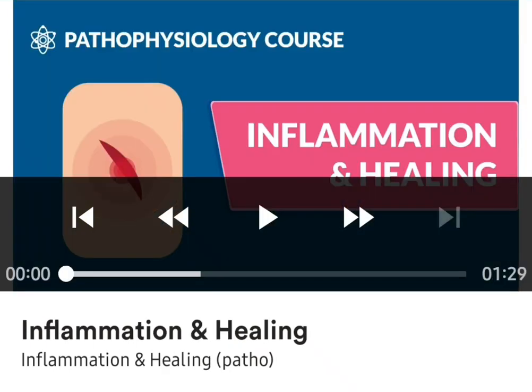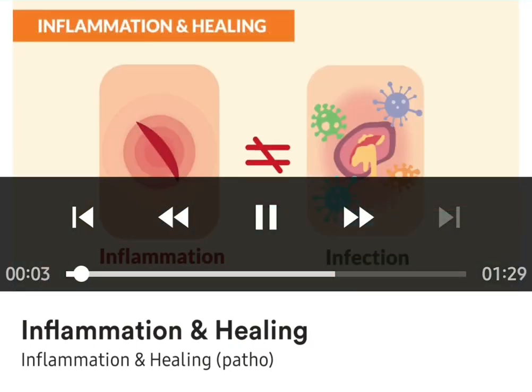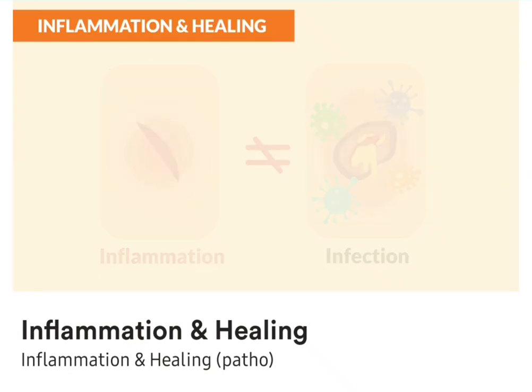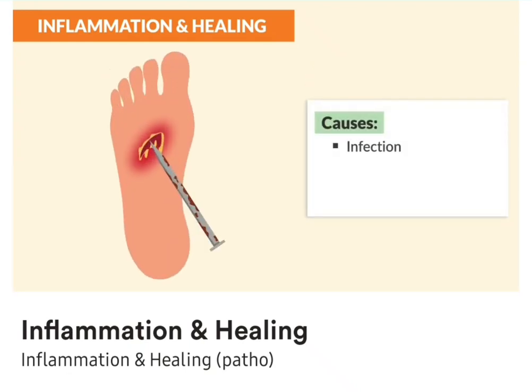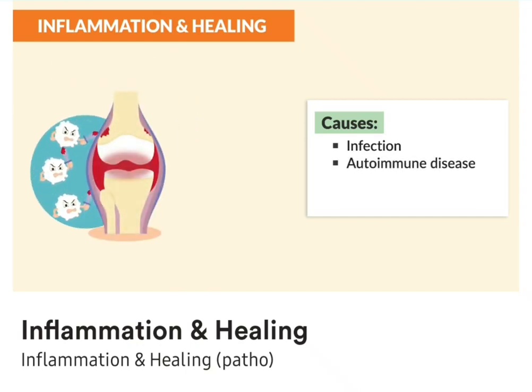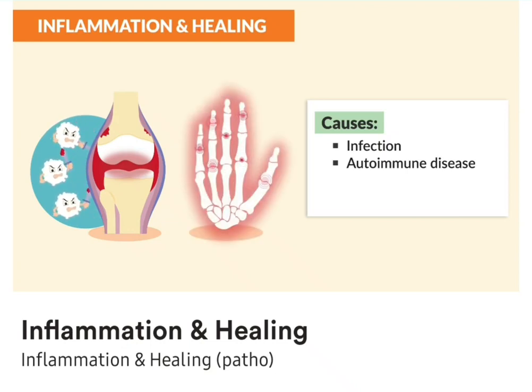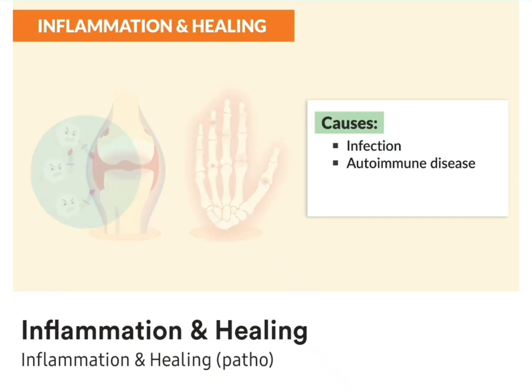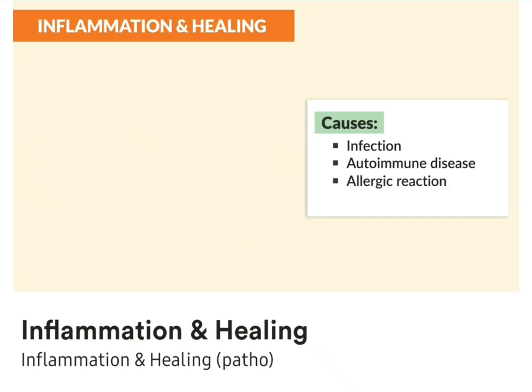Now for inflammation and healing. Inflammation is not the same as infection. So one cause is actually infection, like, for example, stepping on a rusty nail and not treating it. The foot will blow up and get inflamed. Another cause is autoimmune disease, like rheumatoid arthritis, where the body attacks the joints during times of flare-up, causing massive inflammation. Now, another cause is allergic reaction.